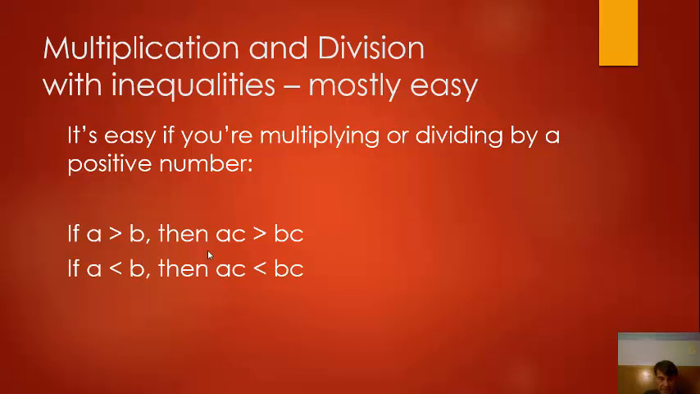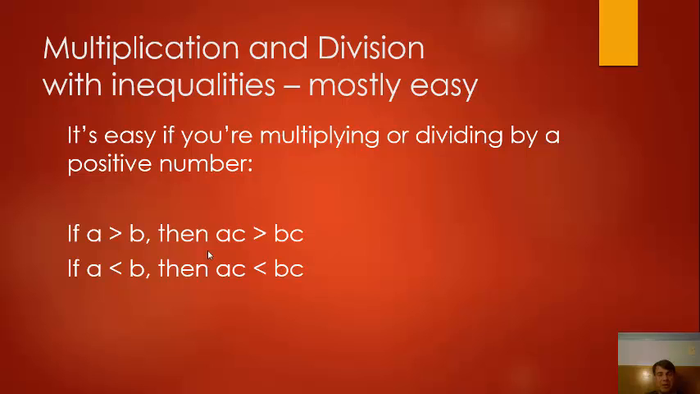Same thing if it's less than. Then A times C is going to be less than B times C. I left the division off of this. Division is really multiplying by the inverse, 1 over whatever the number is. If you didn't understand that, just forget I said it. But basically, the same thing applies for division.